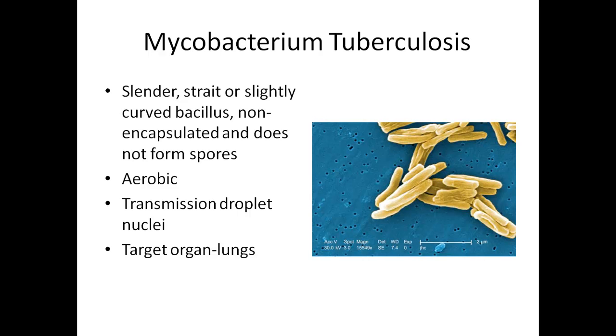So if we look at Mycobacterium tuberculosis, this is where we would do that Ziehl-Neelsen stain, the acid-fast stain. It is an airborne transmission. They look like these kind of slender, straight, or slightly curved bacilli, non-motile, non-encapsulated, and they don't form spores. Their target area is the lung. Occasionally it affects the kidney, spine, or liver.